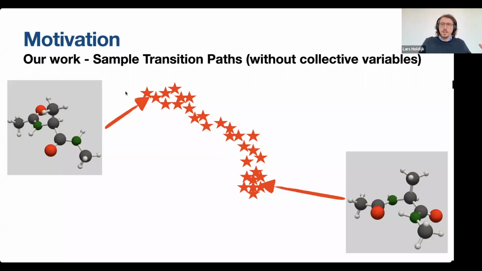We see that machine learning is giving great computational advances to problems in chemistry and computational chemistry, and we want to take it a step further by sampling these transition paths in molecular systems, and we want to specifically do this without collective variables.